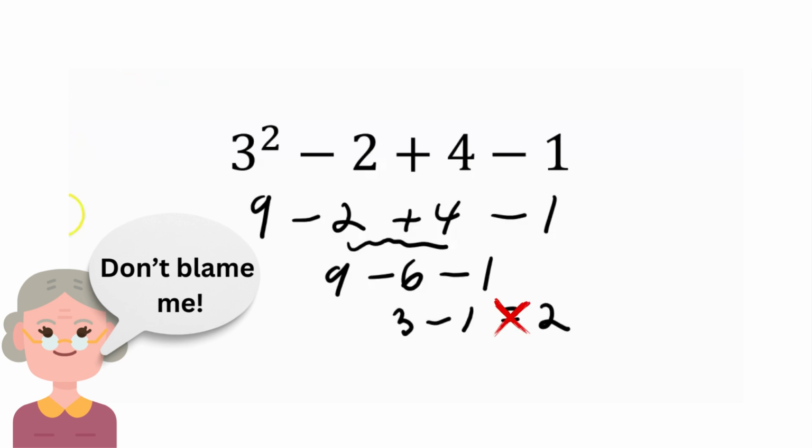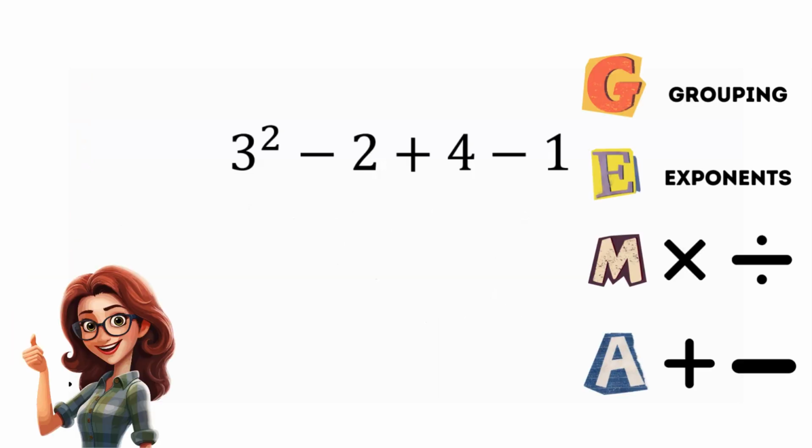All right, so how do we fix that? So we'll fix that by using GEMMA. So GEMMA, G for grouping symbols, no grouping symbols. E exponents, just like before. So we got 9 minus 2 plus 4 minus 1. All right, so M, multiplication operations. Multiplication operations mean multiplication or division. We don't see any on there.